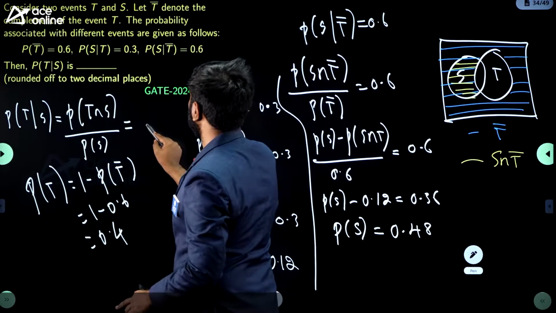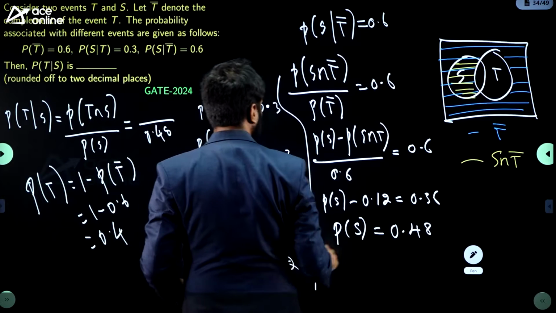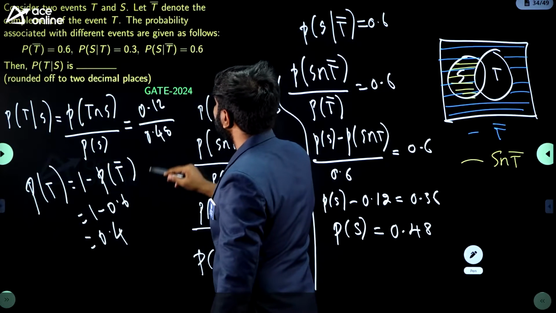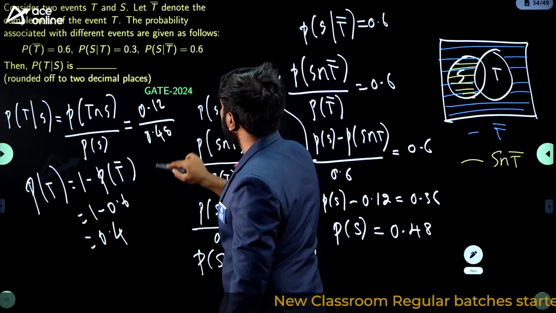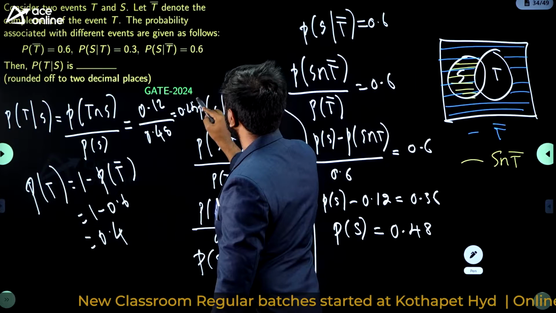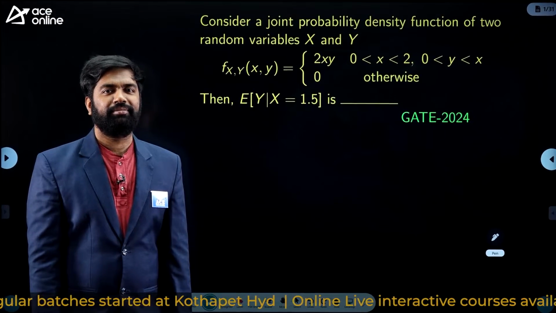So, do you know the denominator? Yes, we know. How much is that? 0.48. Do you know the numerator? Yes, which is 0.12. So, it cancels: 12 ones are 12, 4s are 1 by 4, and 1 by 4 is 0.25. So, the answer for this question is 0.25.